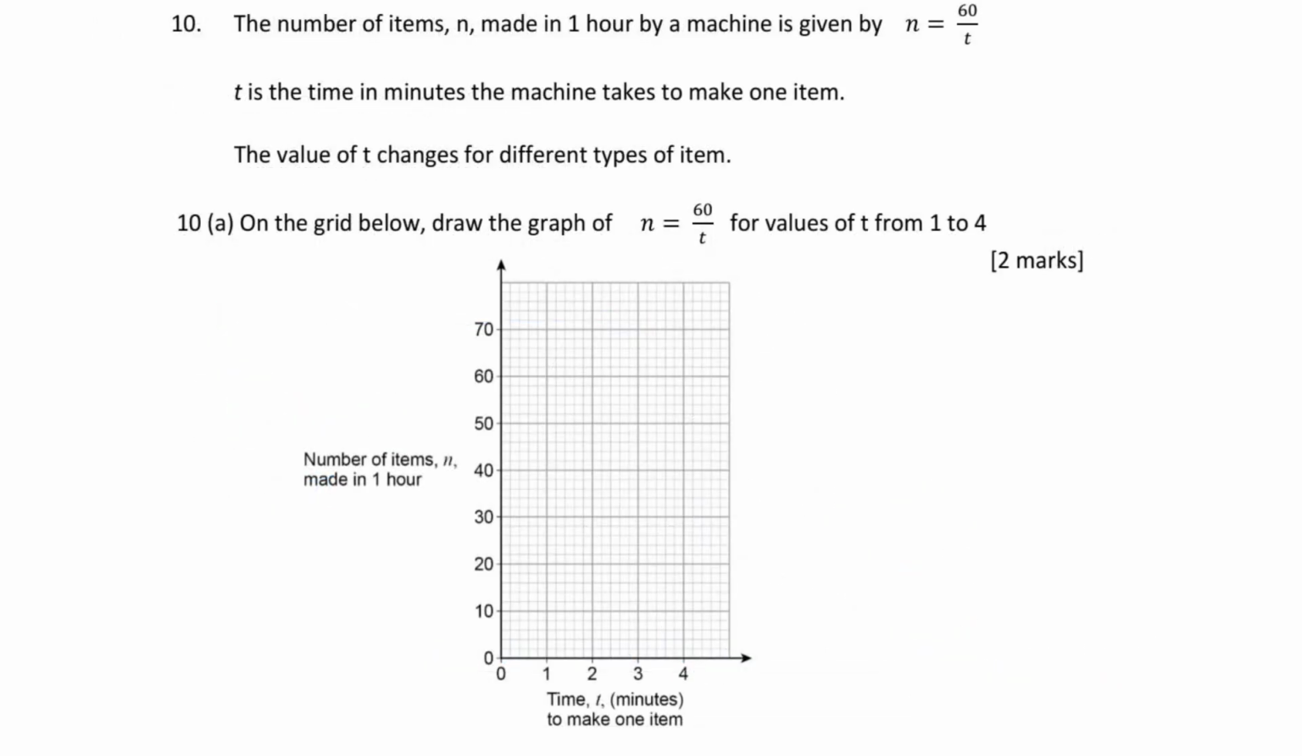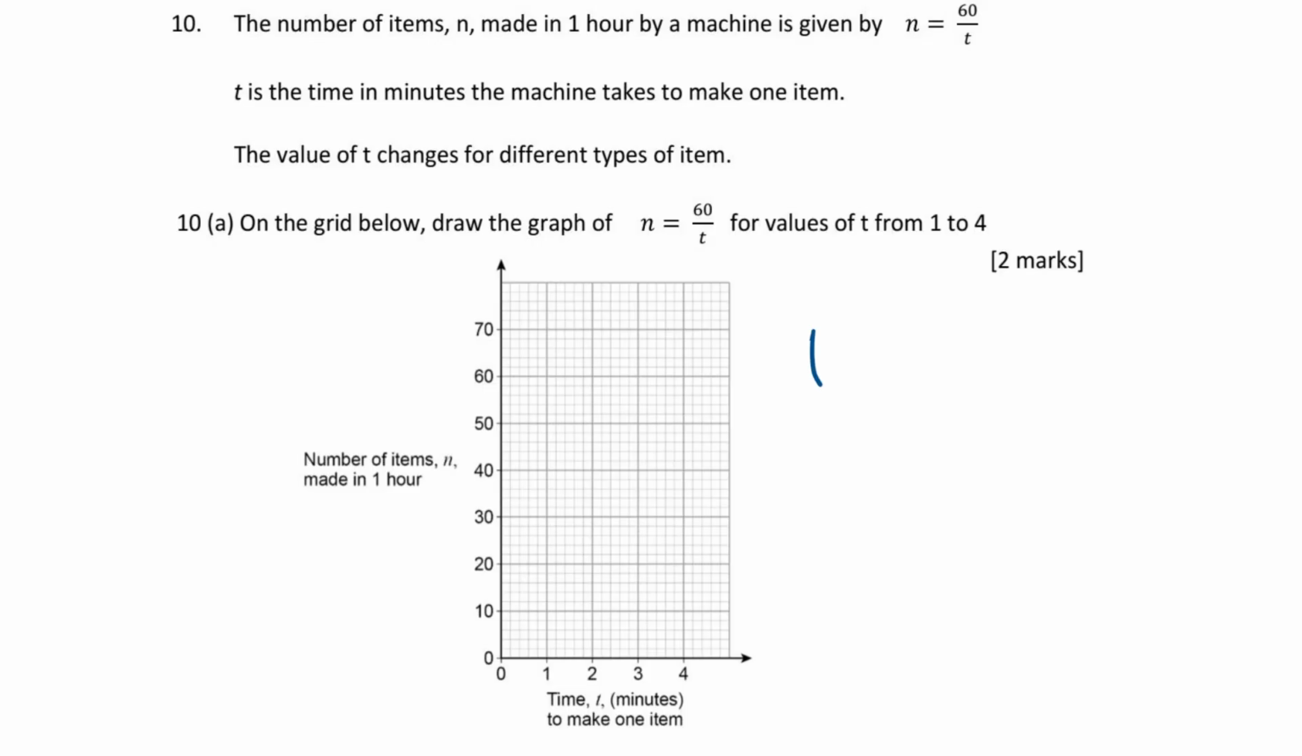Question 10. The number of items n made in 1 hour by a machine is given by n equals 60 over t, where t is the time in minutes a machine takes to make one item, and the value of t changes for different types of item. On the grid below, draw the graph of n equals 60 over t for the values of t from 1 to 4. Okay, so let's just do a quick table of values then.